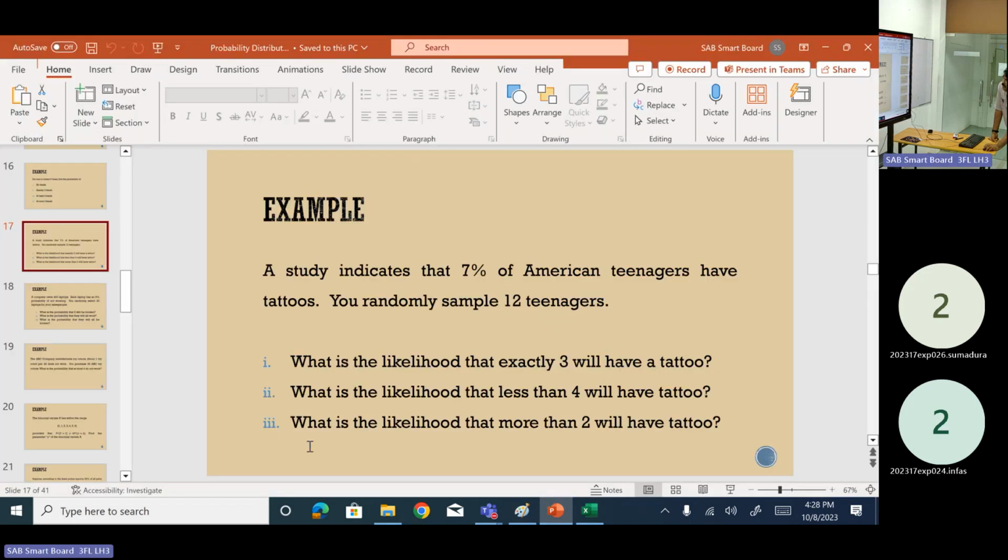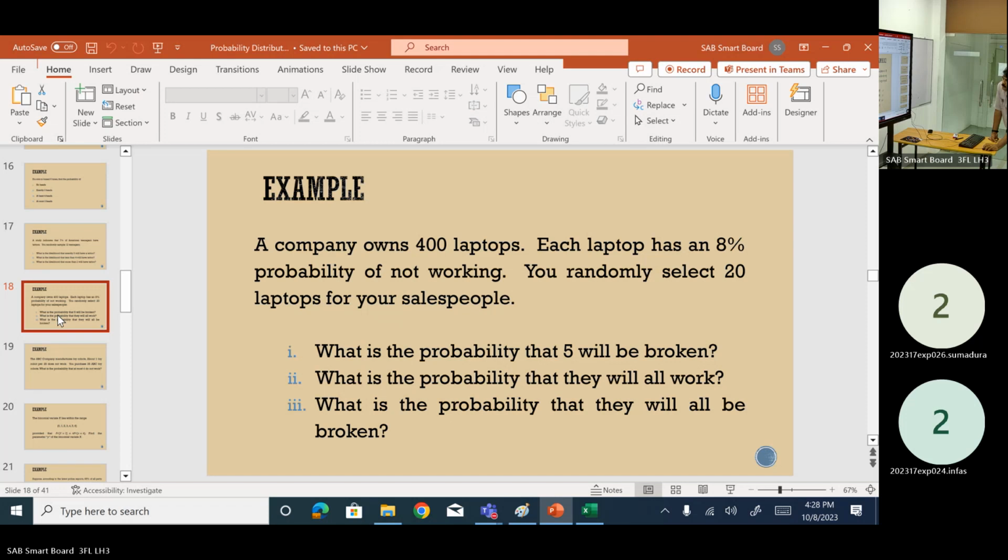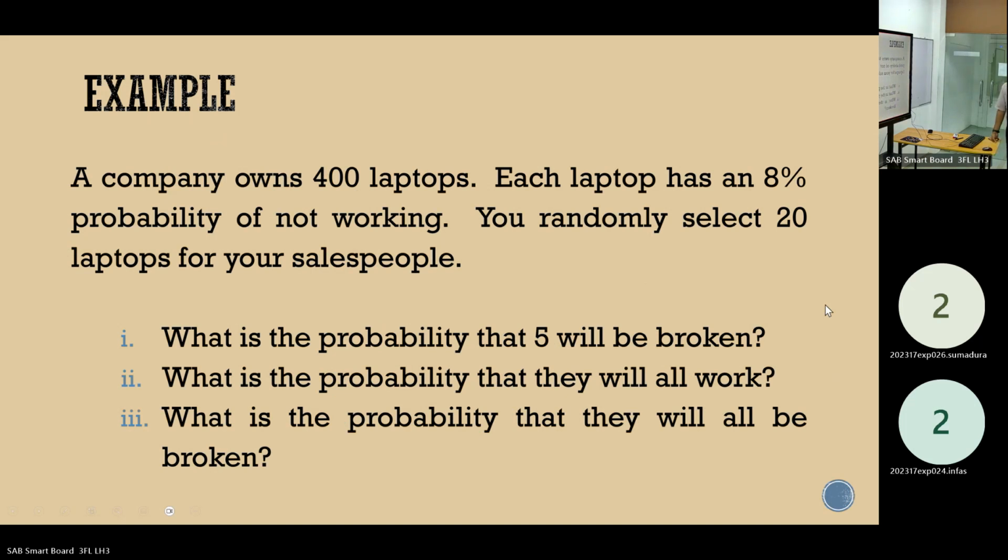Next, we'll take another example. Next. Okay. Oh, I was looking at here. Look at here.